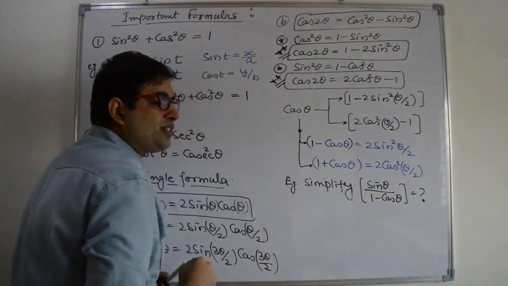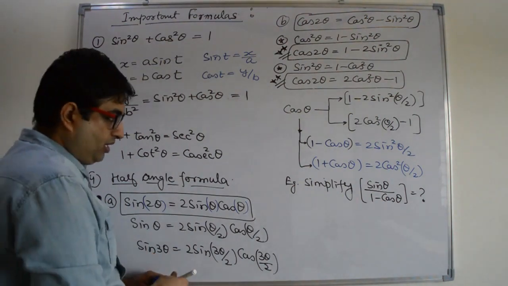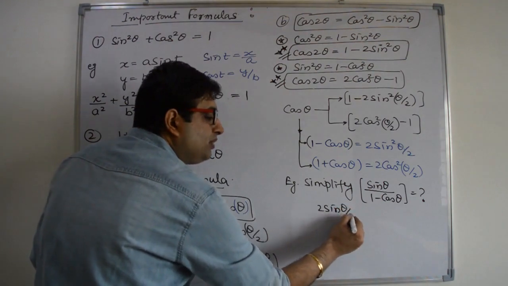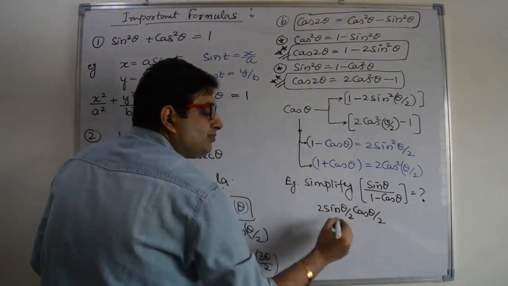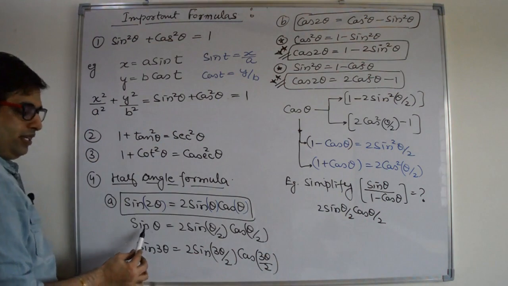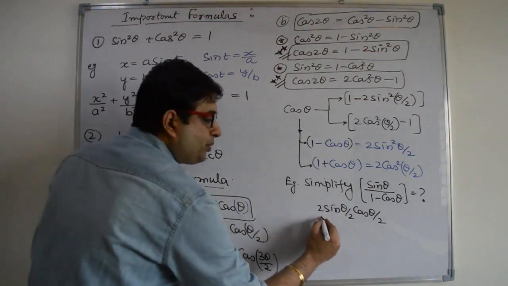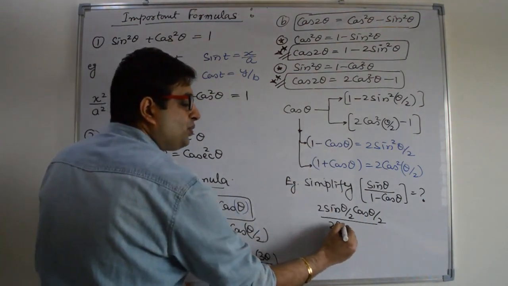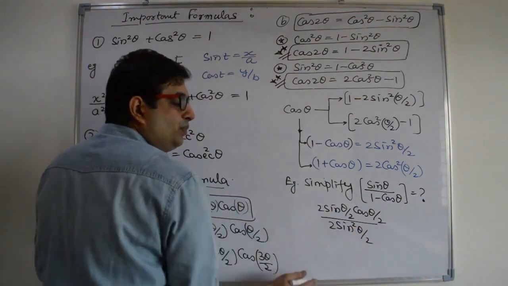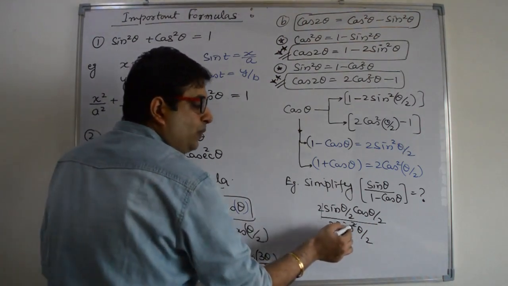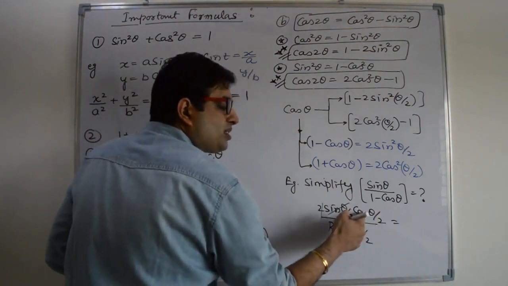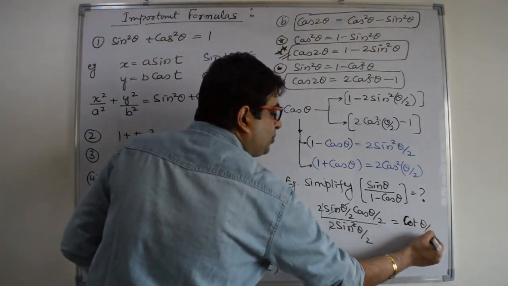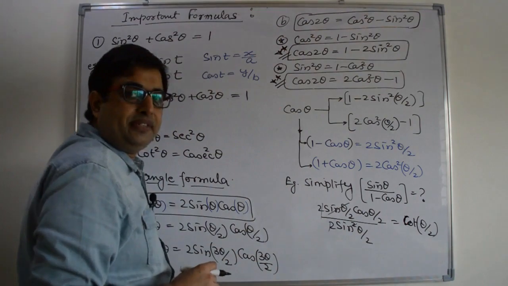Sin theta upon 1 minus cos theta, we have to simplify it. So I will replace sin theta with 2 sin theta by 2 cos theta by 2, divided by 1 minus cos theta. 1 minus cos theta is 2 sin square theta by 2. So this 2 will cancel out, one sin will cancel out, and cos theta by 2 divided by sin theta by 2 is cot theta by 2. Got this point?